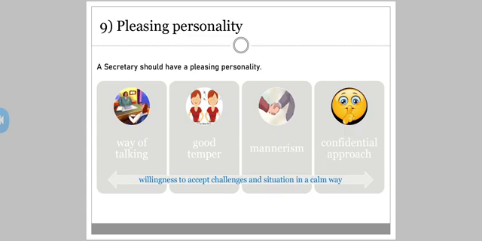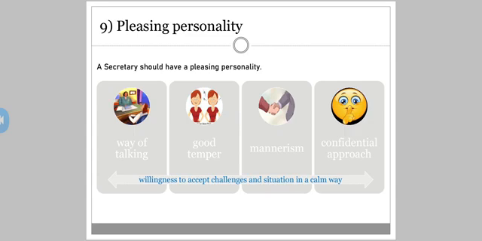Secondly, having a good temper is again a part of a pleasing personality. How a secretary deals with a difficult situation also defines a person's personality. The secretary should not get angry and should be calm in handling difficult situations. Then comes mannerism. Mannerism is how you deal with others, what level of respect you have towards others. Your way of behaving, your way of entertaining other persons will show your mannerism. And lastly comes the confidential approach. Being a confidential officer, a secretary should not speak anything to another person which is of a confidential nature.